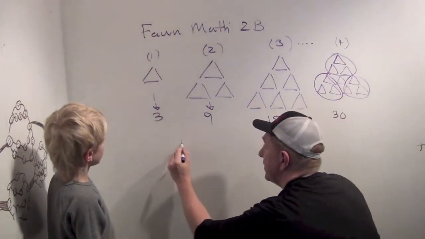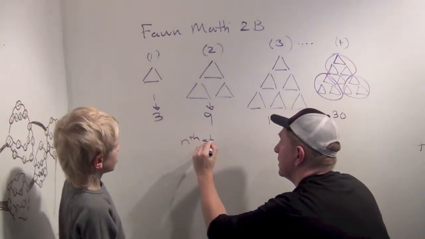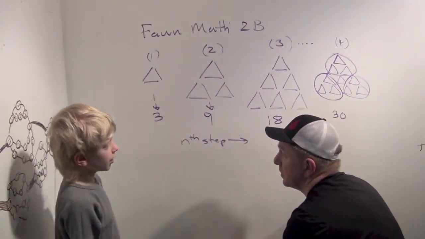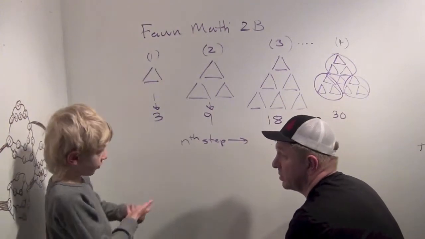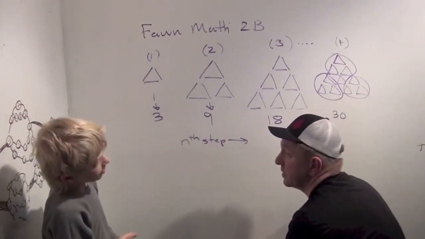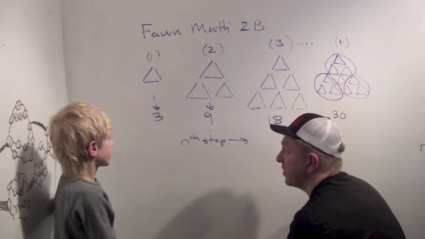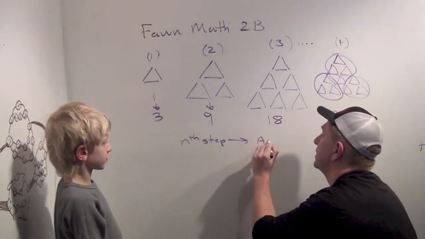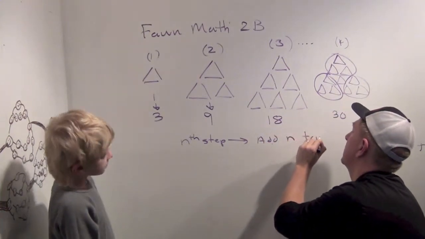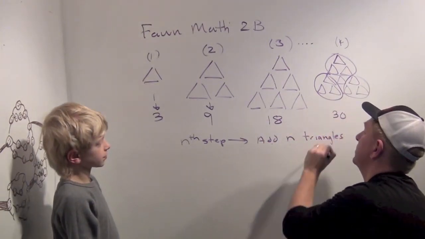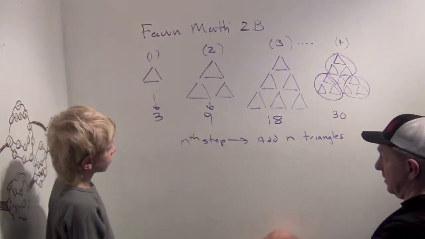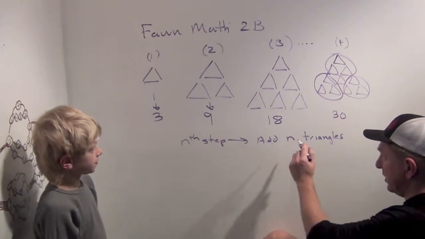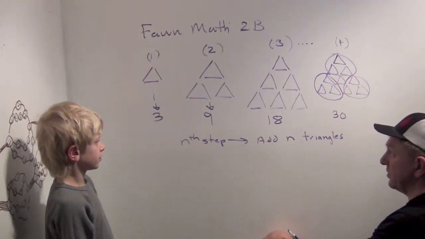Well, let's see. Remember, in the nth step, how many did we add when n was 1? 1. When n was 2, how many did we add? 2. When n was 3, how many did we add? 3. So on the nth step, how many triangles are you going to add? You're going to add N triangles. So that's interesting. So now you can figure out any N. Yeah. So how can we use this idea to figure out how many triangles there are on any n?